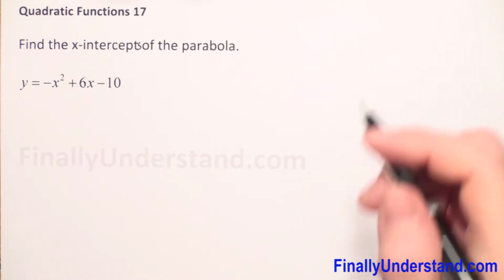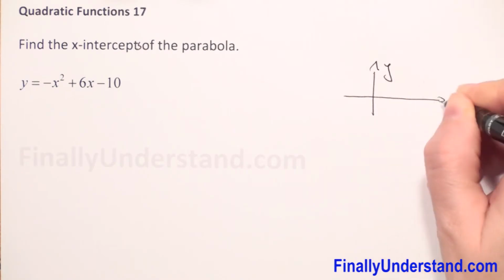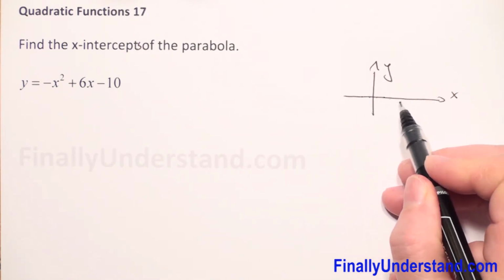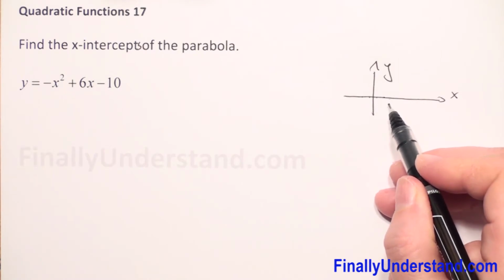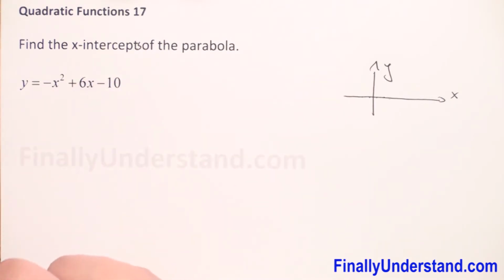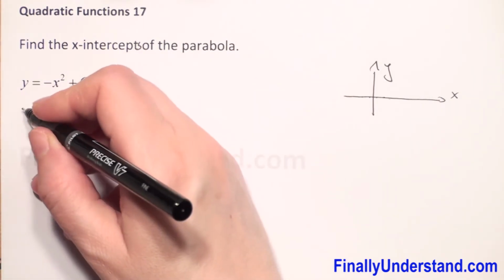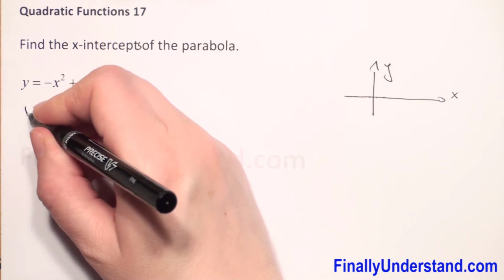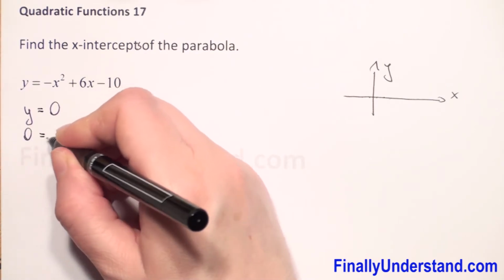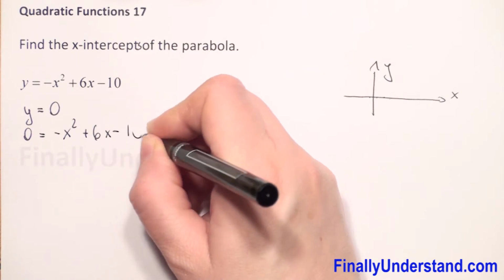Why? Because when we have xy coordinates, every point on the x-axis has the second coordinate y equals 0. That's why when we have to find the x-intercepts of the parabola, we have to set y equal to 0. So we have the equation 0 is equal to negative x squared plus 6x minus 10.